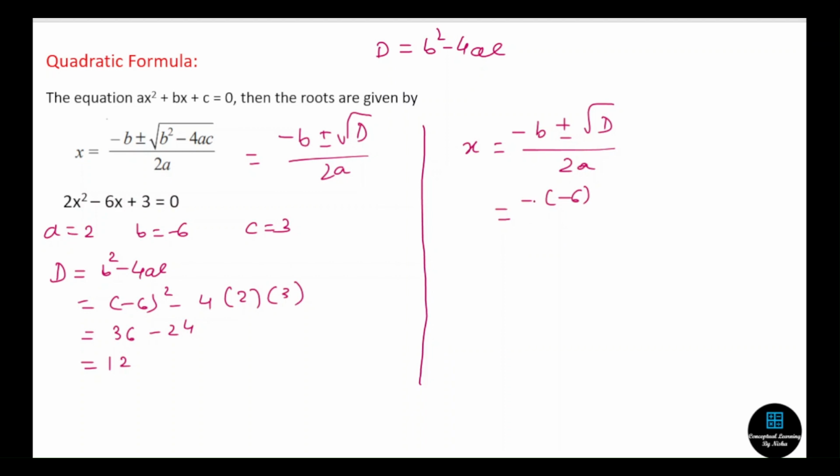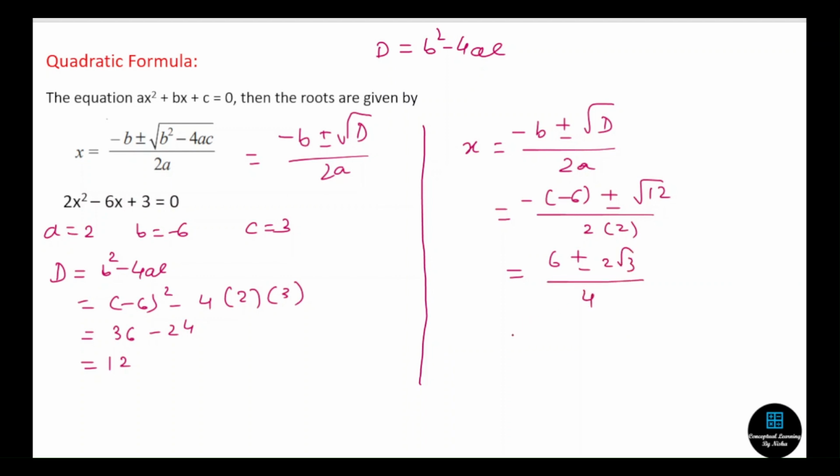So you have to put minus of minus. Now it is plus minus square root of 12 upon 2 times 2. Now what do we get? 6 plus or minus, this is 4 into 3, so I'll get 2 square root 3 upon 4.